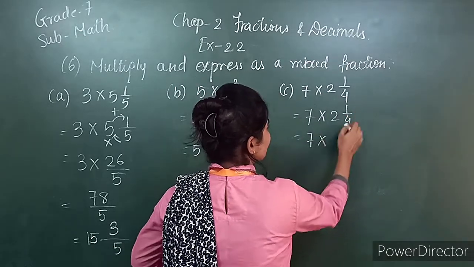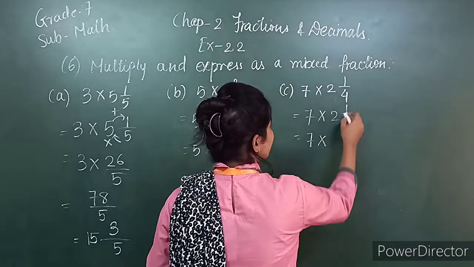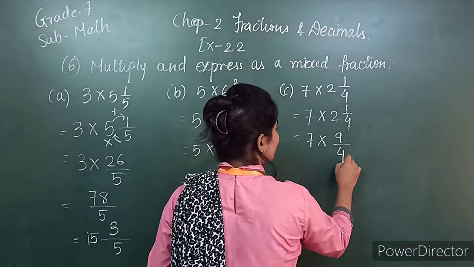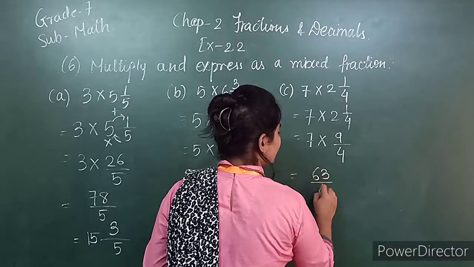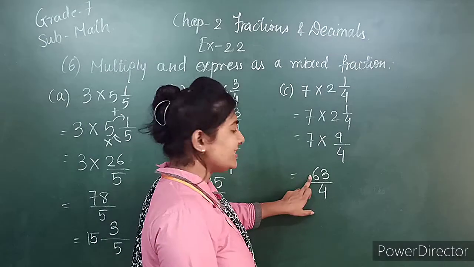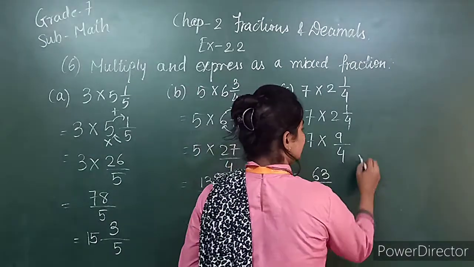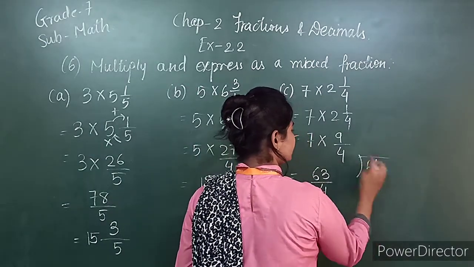So 7 into 4 2s are 8. 8 plus 1, that is 9 upon 4. Now 7 into 9, that is 63 upon 4. Now the numerator is greater than the denominator, so again we have to convert it into a mixed fraction form.